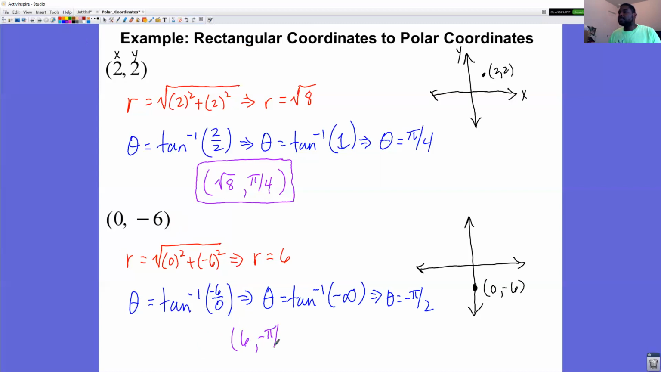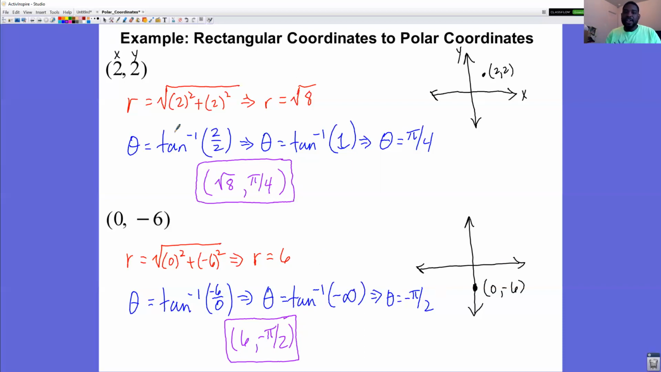Now, some students are probably looking at this problem and saying, why couldn't you use 3 pi over 2? That's actually another representation of this point. So (6, 3 pi over 2) will also be another representation. So remember, these polar coordinates are just one of many representations. So if you can come up with another one that's equivalent, you're fine.